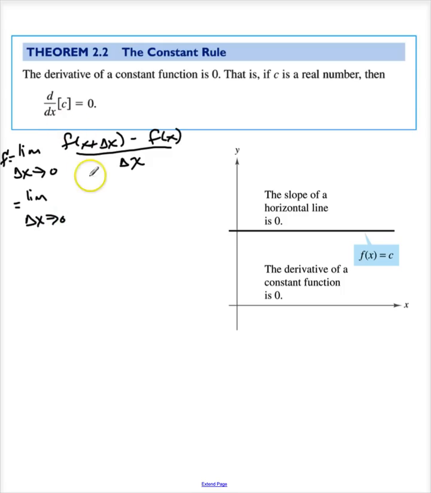Now, for a constant, f of x plus delta x here is just going to be c minus c divided by delta x. So this is just 0. So the slope of any horizontal line is 0.